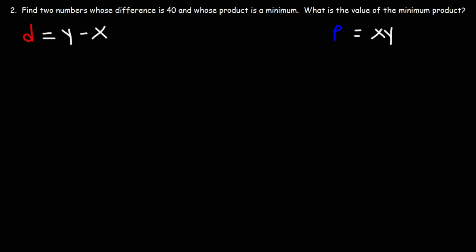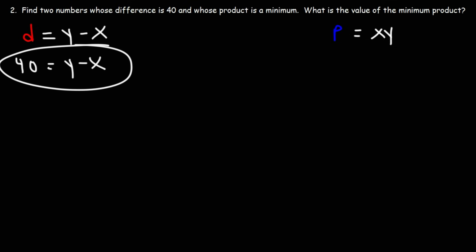Now, which will be the constraint equation and which one will be the objective function? We know the value of the difference. We don't know the value of the product. So because we know the value of the difference, this here, 40 equals y minus x, that's going to be the constraint equation. This is going to be the objective function. The objective is to minimize the product.